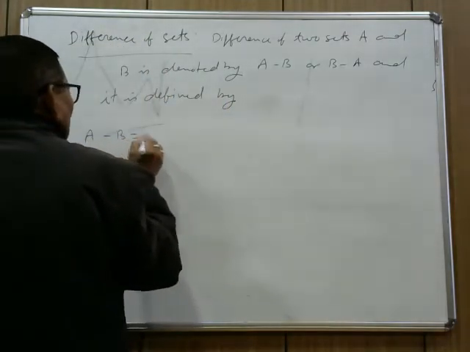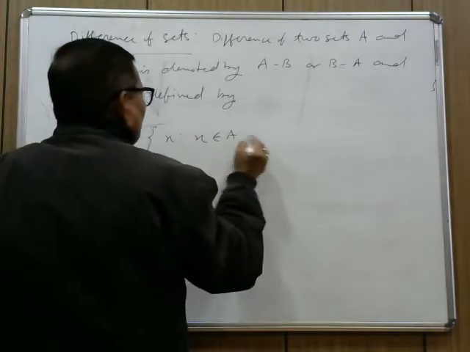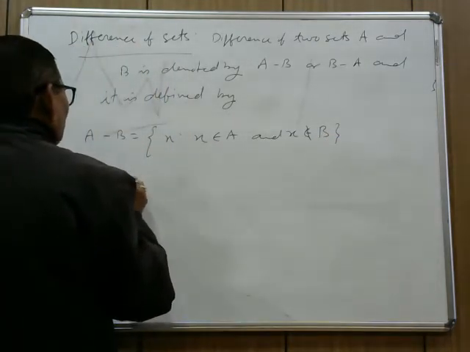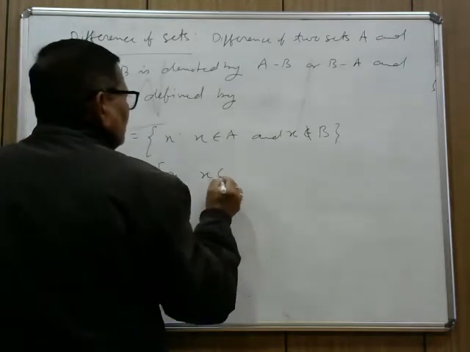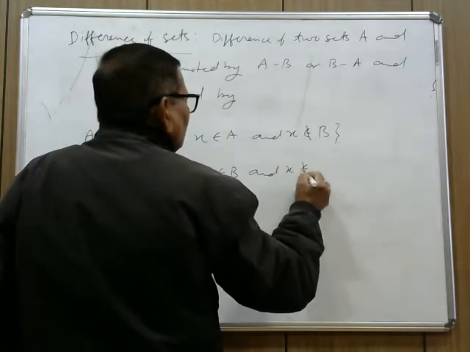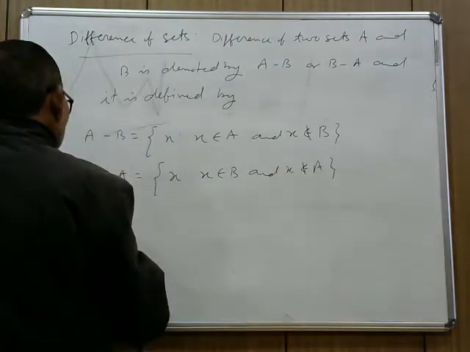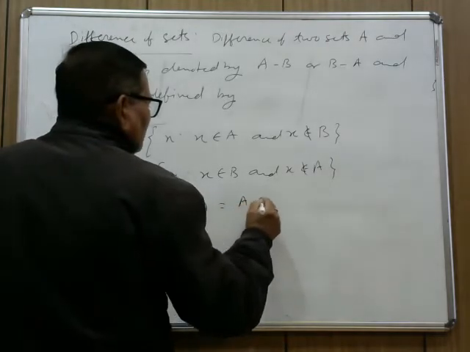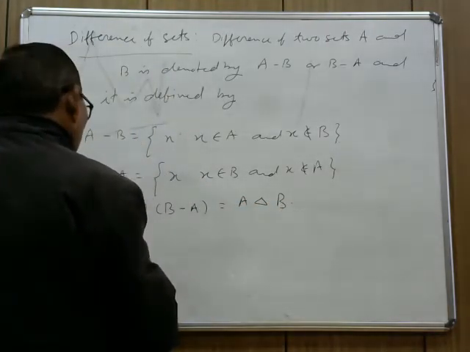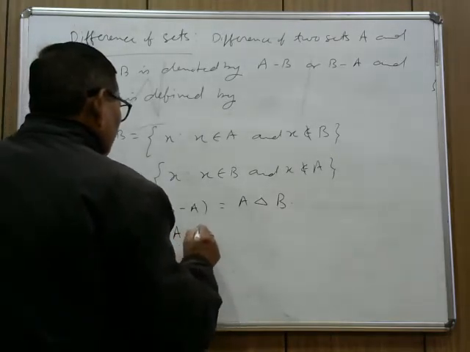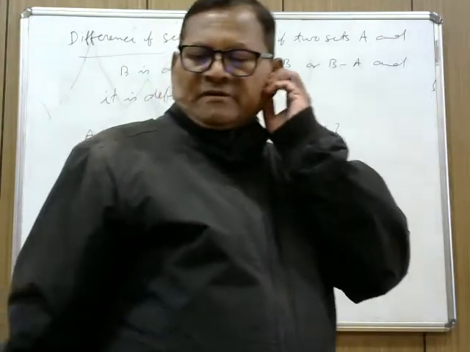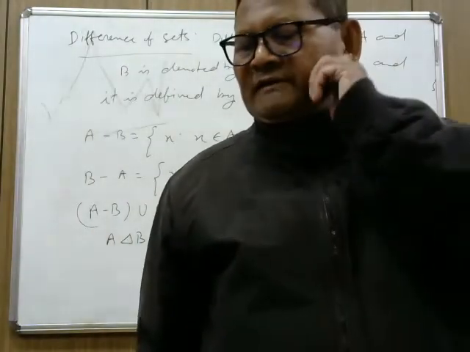A minus B is defined as all x such that x belongs to A and x does not belong to B. B minus A is defined as all x such that x belongs to B and x does not belong to A. Their union, A minus B union B minus A, is the symmetric difference of sets A and B. This is called A symmetric difference B, and this is defined as A minus B union B minus A. So in this way I have given you three definitions.